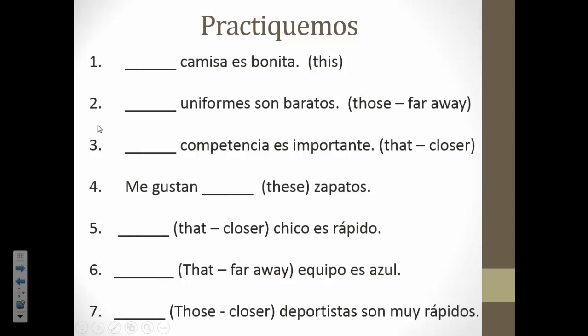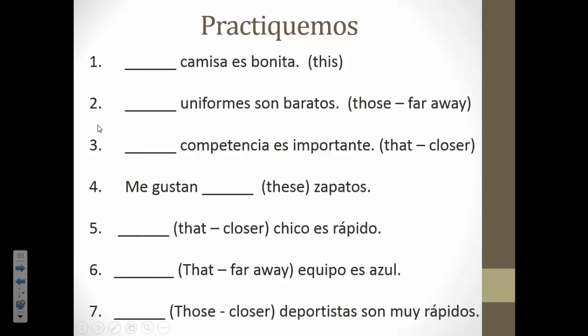Let's look at número dos. We want to say those uniforms are cheap. But keep in mind, we're talking about distance from the speaker, and this tells us it's those far away. So we want to use the far away column. It needs to agree with uniforms. Uniforms is masculine and plural, so the best choice here would be aquellos. Aquellos uniformes son baratos. Those uniforms over there are cheap.